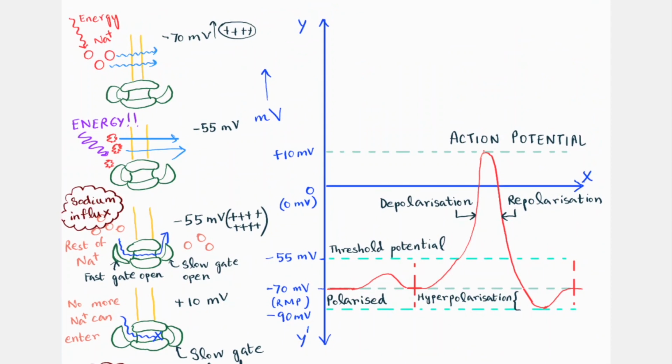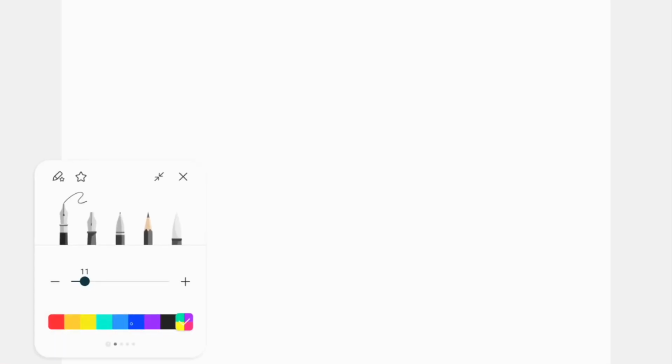This was the part about the generation of the nerve impulse. Once the action potential is reached, you say that an impulse is generated. Okay, so in the next slide, let's talk about the conduction of nerve impulse. Now we are talking about the next part of the video, which is the conduction of nerve impulse.